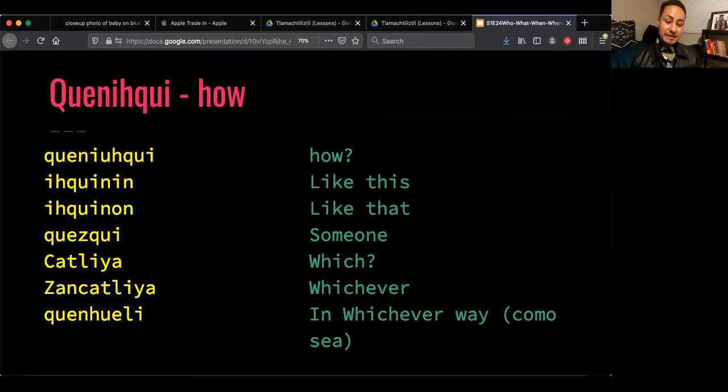But to say like this, it's ihkinin, like this. And you want to say like that, you would say ihkinon. In Spanish, there's no actual translation for ihkinin versus ihkinon. So in Spanish, they both translate as así. But in English, you have the differential between like this and like that. If you remember, or maybe I'm not sure if I ever taught you, inin means this, right? But inon means that. I think I did do a lecture on inon. I don't remember. I think I did one on locations.